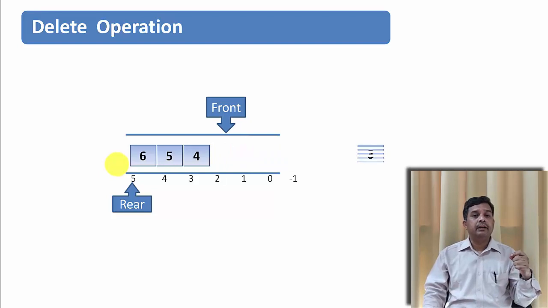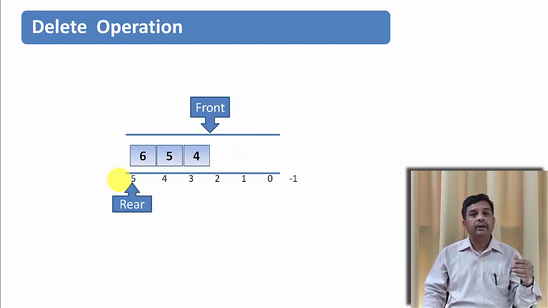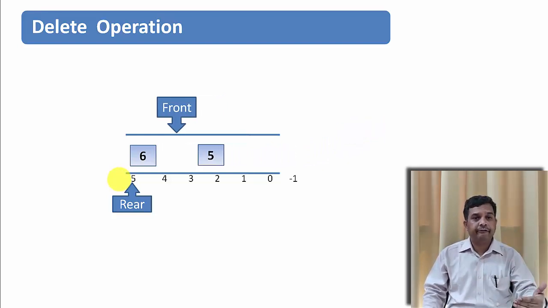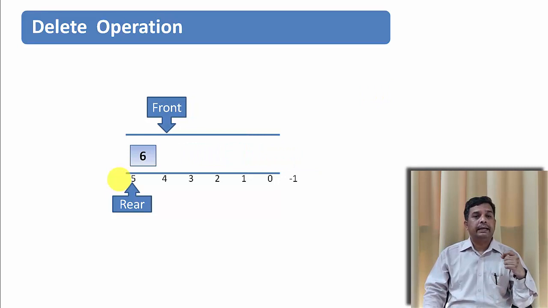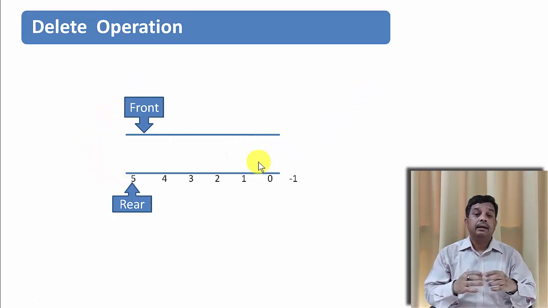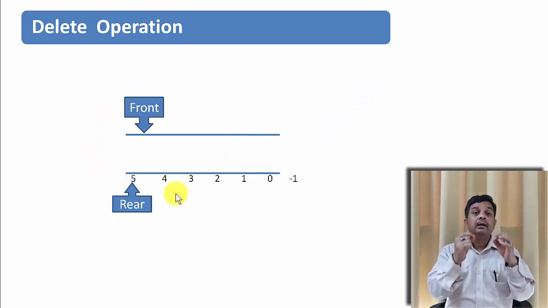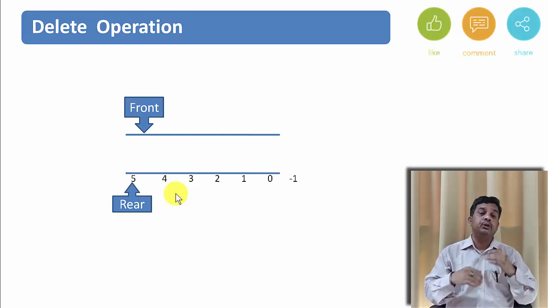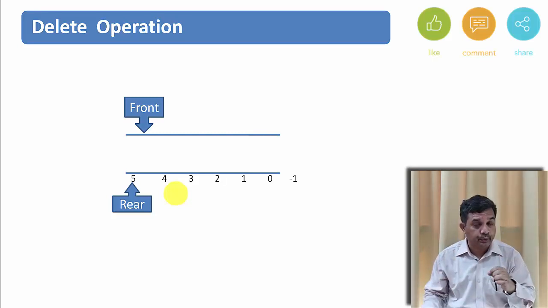This process we are going to continue till front is equal to rear. So every time we are going to increment the front and delete the element. At this point, front is equal to rear, so we cannot delete anymore. Now we are going to see the algorithm for how to delete an element. I hope from this animation you understood what we are going to do.